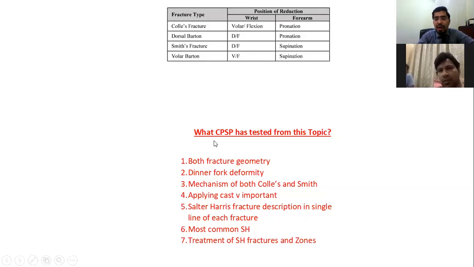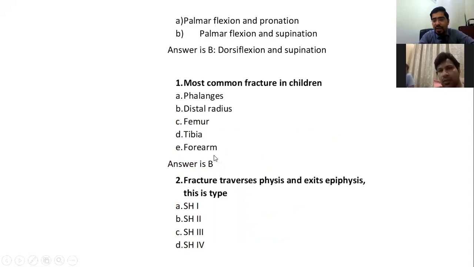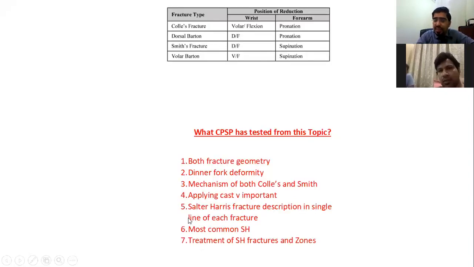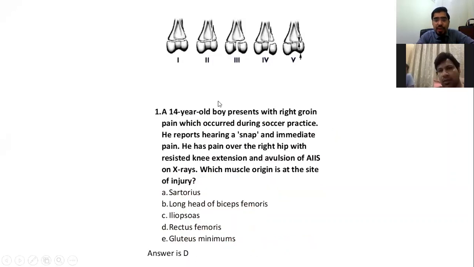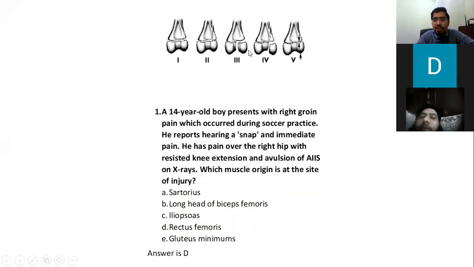As I have asked you, this fracture traverses physis and exits the epiphysis. So what type of fracture is this? They ask many different types of Salter-Harris variety with one definition. Most common Salter-Harris, this was tested in a previous attempt. It is not Salter-Harris 1, it is Salter-Harris 2. And treatment of Salter-Harris fractures, they ask what can be managed with closed reduction, what can be managed with open, and the zones as well. So this is the variety. The question that was asked was about Salter-Harris type 3.